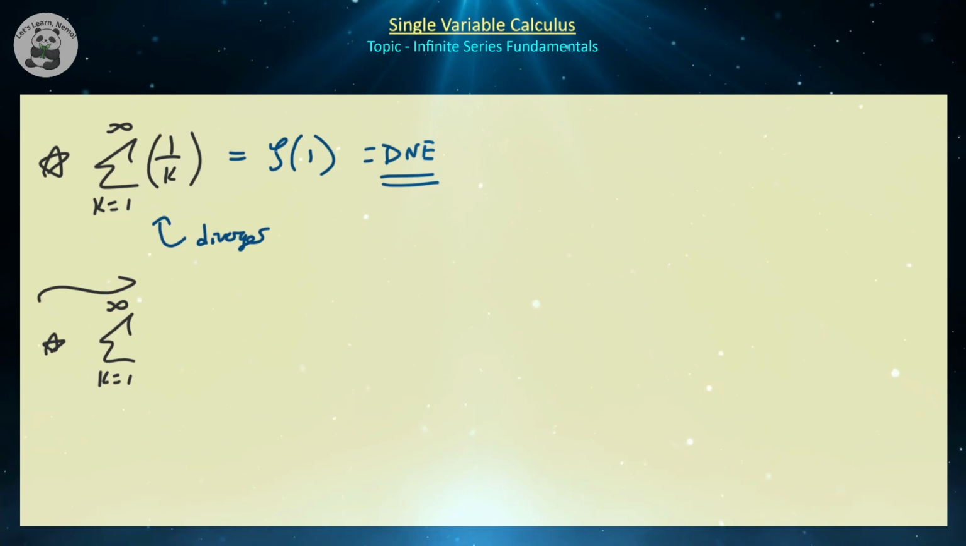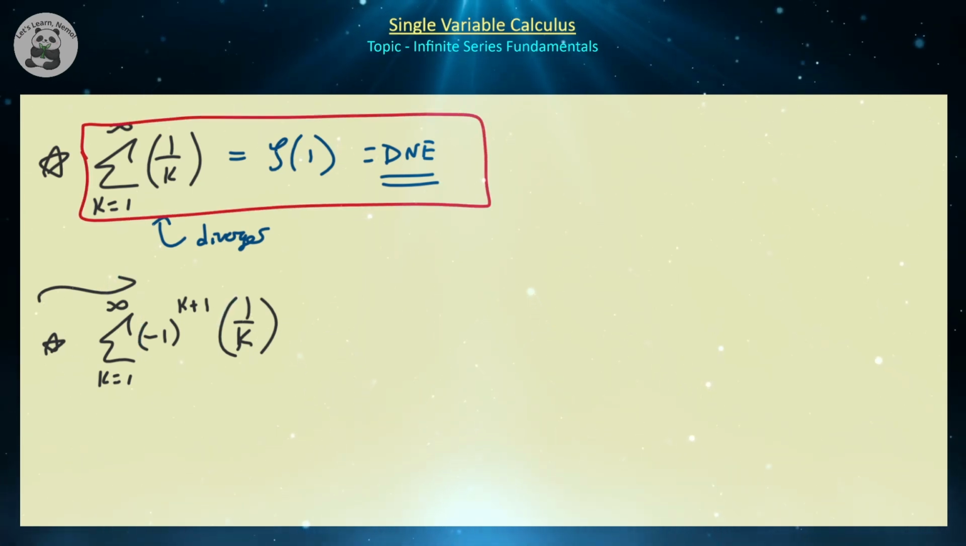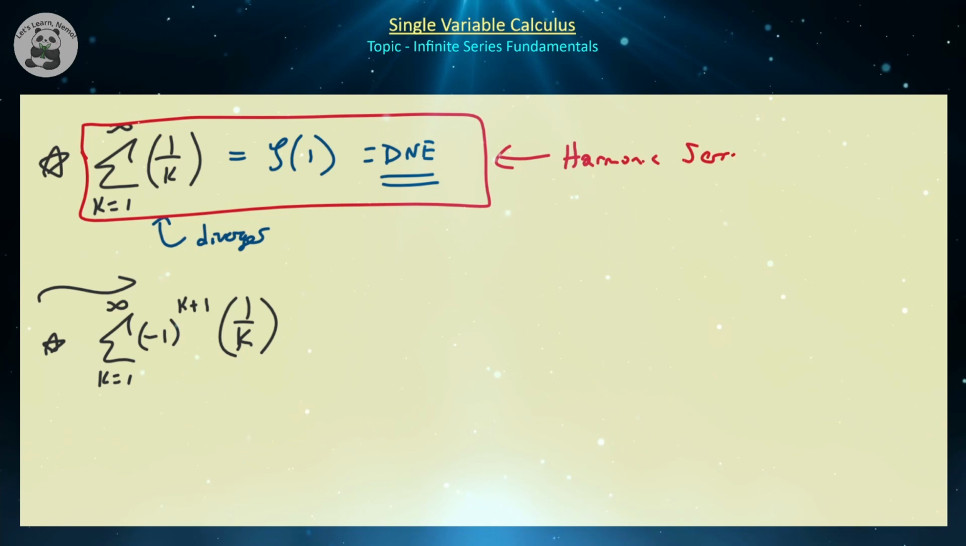in front of that, in particular negative 1 to the power of k plus 1 of 1 over k, right? Does this converge? Well, even though we already have a name for this, this is just a p-series with p equal to 1, or zeta of 1. Some people actually give this another name. This is called a harmonic series.